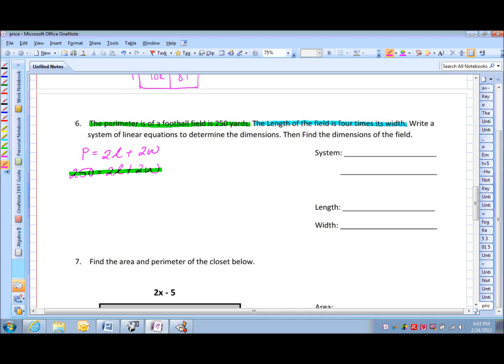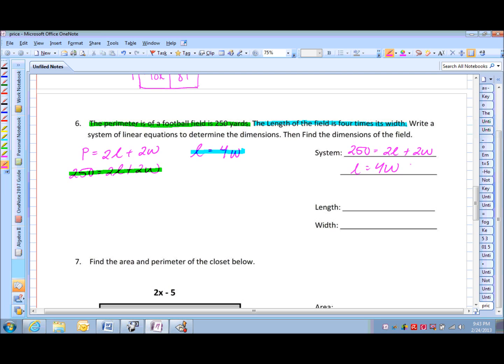Now, the second sentence tells me that the length of the football field is 4 times the width. So the length equals 4 times the width, or L equals 4 times W. And that's where I get my second equation. So now I can fill those in. 250 equals 2L plus 2W, and L equals 4 times W.